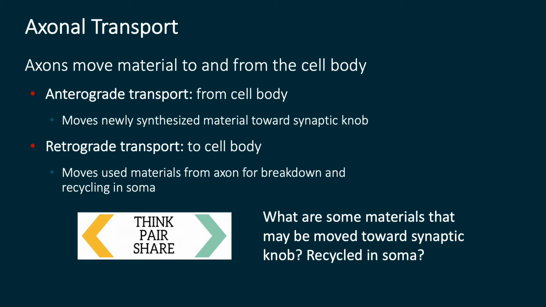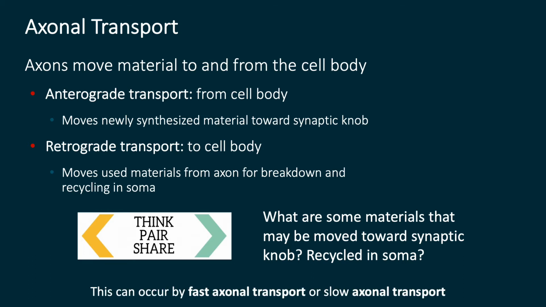Okay, now that you've thought about it a bit, some materials that are going to move via anterograde transport are going to include things like enzymes, nutrients, and then what I alluded to when we were kicking off this lecture, neurotransmitters most importantly. Okay, some things that may be moved via retrograde transport.